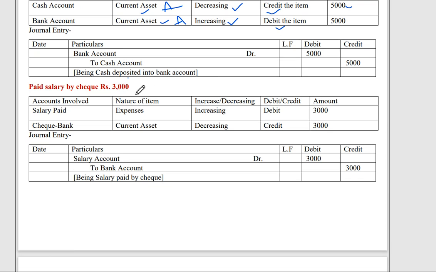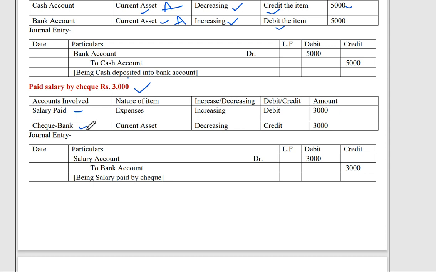Next, paid salary by cheque rupees 3,000. Here the accounts involved are salary paid and bank account. Why bank account? Because when the salary is paid by check, check means bank account. Assume that you had to pay 3000 to your employee, you paid it by check.